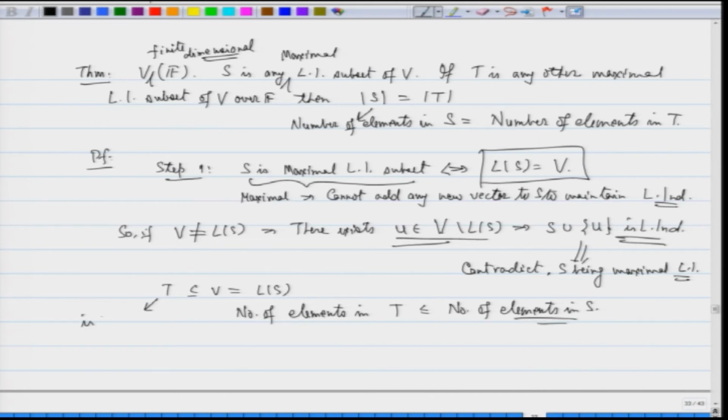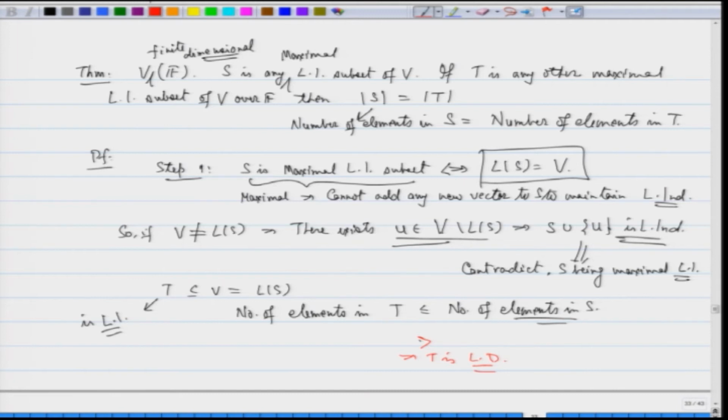T is linearly independent. Fine. Because if the number of elements in T was strictly greater, then this would imply that T is linearly dependent. This is what the theorem was: if I pick more elements than the spanning set, then I get linear dependence. So therefore, I will lose that part. Is that okay? So what we see here is that the number of elements in T will be less than or equal to the number of elements in S.